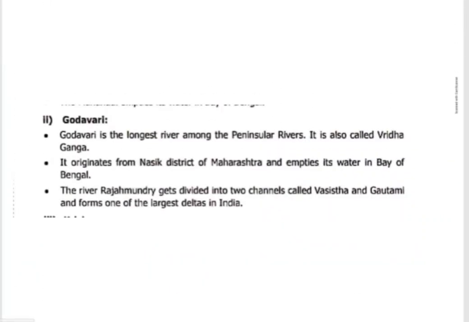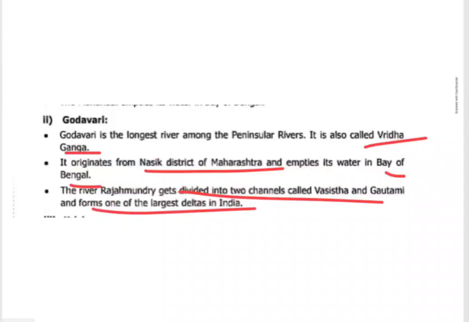The next one, Godavari River. Godavari is the longest river among the peninsular rivers. Moreover, it is called Vriddha Ganga. One word answer, children. It originates in the Nasik district of Maharashtra. Finally, it mixes with the Bay of Bengal. At Rajamundry it gets divided into two channels, Vasishta and Gautami. These two rivers form one of the largest deltas in India.